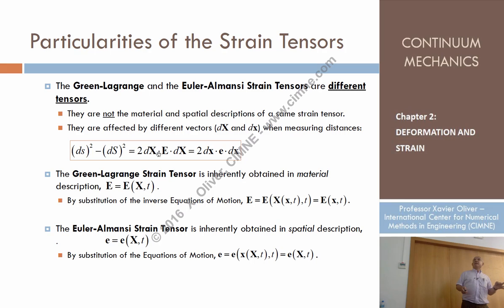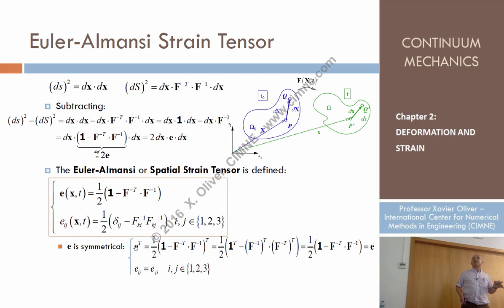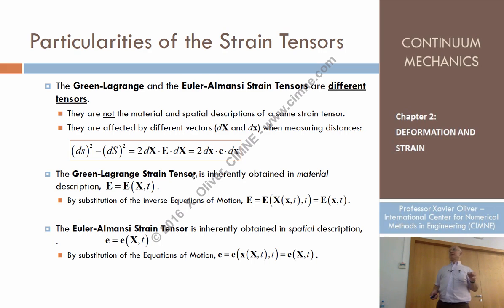If they were the same, here everything would be the same. But this distance can be evaluated either in terms of the material strain tensor by multiplying by the capital differential X, or with the spatial strain tensor by multiplying by the small differential of x. So these two strain tensors are not the same. Both are symmetric. It can be proven that the Euler-Almansi or spatial strain tensor is also symmetric, but they are not the same tensor. No, we cannot say that the spatial description of the material strain tensor is the spatial strain tensor.